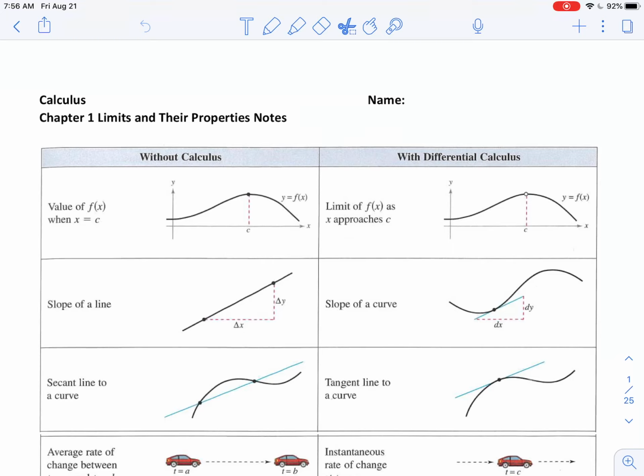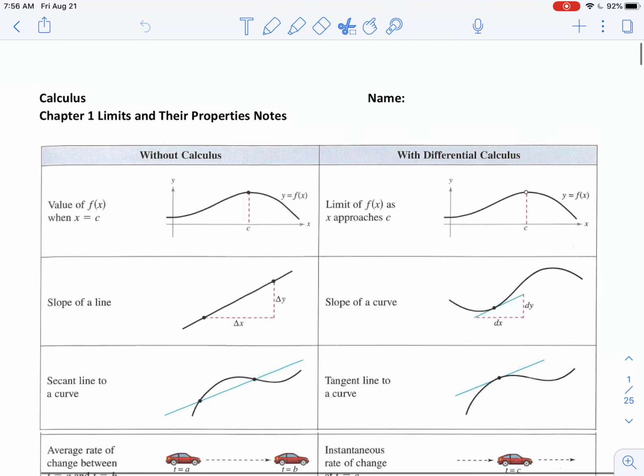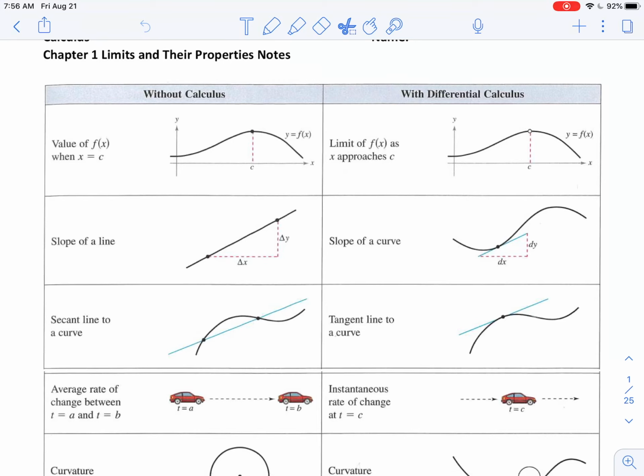These first two pages are just a pictorial representation of what calculus is. So this first one on the left is without calculus, on the right is with calculus. We all know how to find the value of a function at a specific x coordinate. We just plug x into the function and it'll give us the y, and that's the height of the graph or the value of the function. On the right, the limit of f of x as x approaches c. Sometimes we know that there's holes in the graph, therefore f of c does not exist.